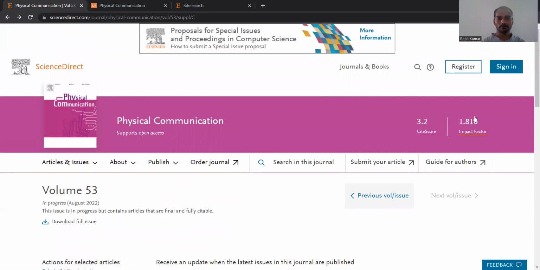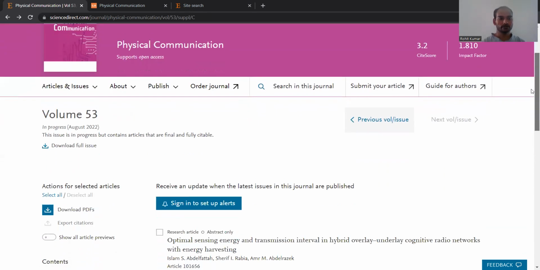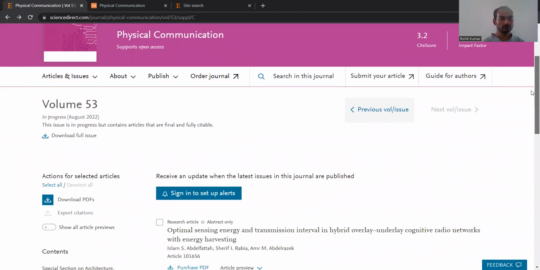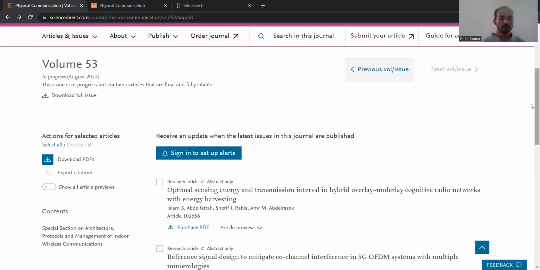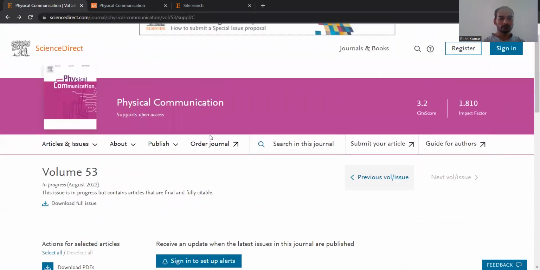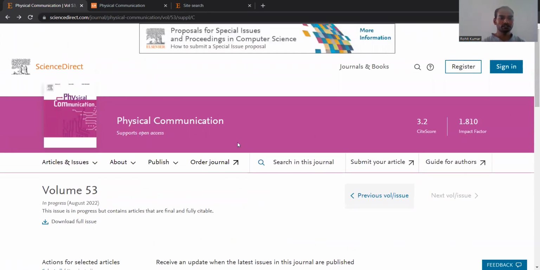So here is the latest, I think the 53rd volume. Yes, 2022. So in this way, these are the recently published articles. Now, the main point here: you can see publishing options, because it is very important, because you need to know whether the journal is giving you the subscription based option or not.